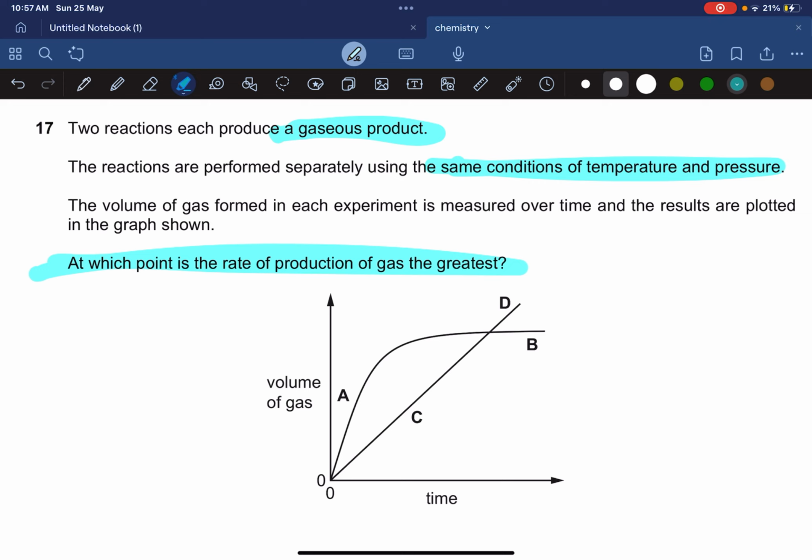I guess it's going to be A. Look at the gradient. The gradient of the graph tells you the production rate. What do you guys think? Is this gradient steep or this gradient steep? I'm just drawing all the gradients. What do you guys think? Which of the lines among these three is steepest?